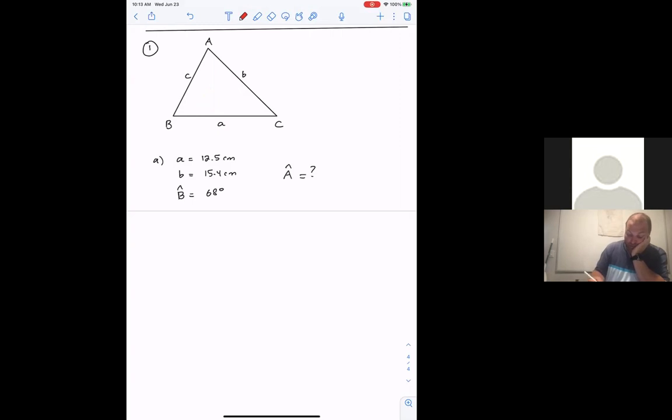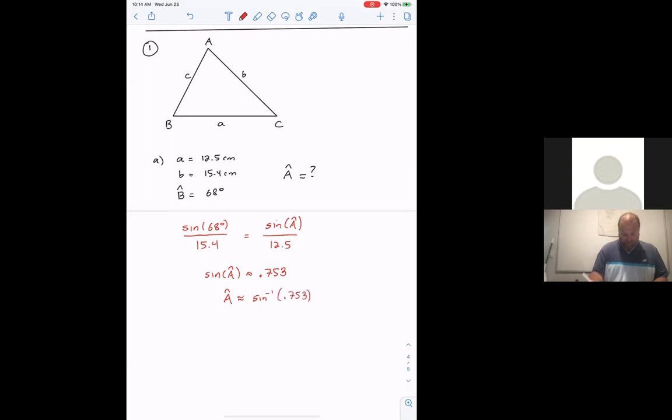So since I'm looking for an angle, angles go on top. So sine of B hat over side B, units suppressed, equals sine of A hat over side A, units suppressed. So sine of 68 degrees divided by 15.4, get the answer, multiply by 12.5. So sine of A hat is approximately 0.753. And therefore A hat is approximately the inverse sine, or sine inverse or arc sine of 0.753, which is approximately, to 3 significant figures, 48.8 degrees.